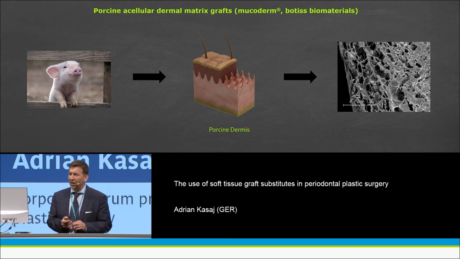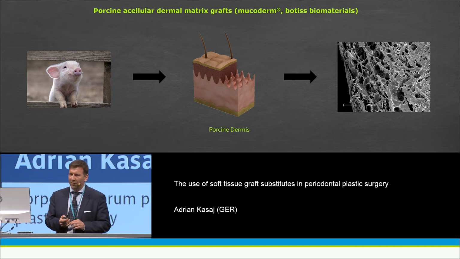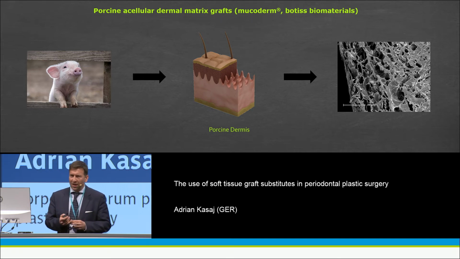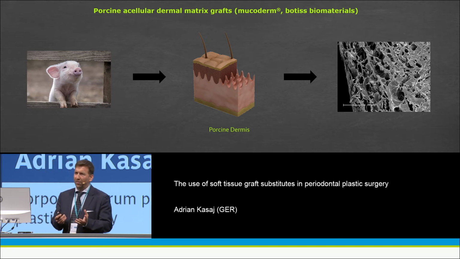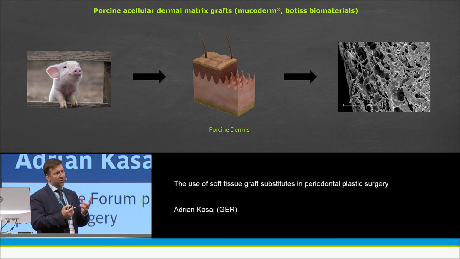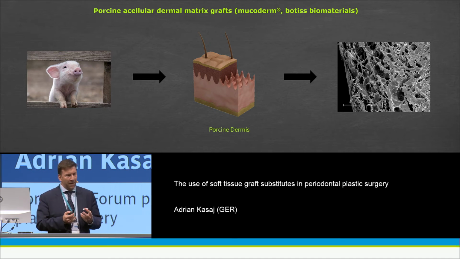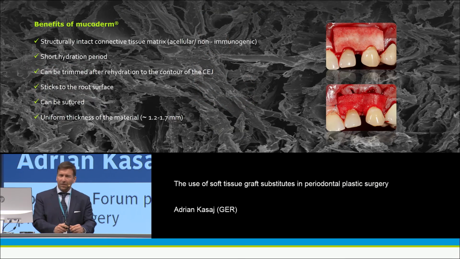Since these human materials are not legalized at the European market, we are focusing more and more on the acellular dermal matrix graft of porcine origin, and one of them is the Mucograft from botiss biomaterials. The principle is actually the same. You harvest some dermis, but it's of porcine origin. You get rid of the epidermis, the subcutis, you prepare the dermis, and you get also an avascular acellular three-dimensional collagen matrix, which is pretty similar to the human ones, although perhaps a little bit denser regarding the structure, but otherwise very similar.